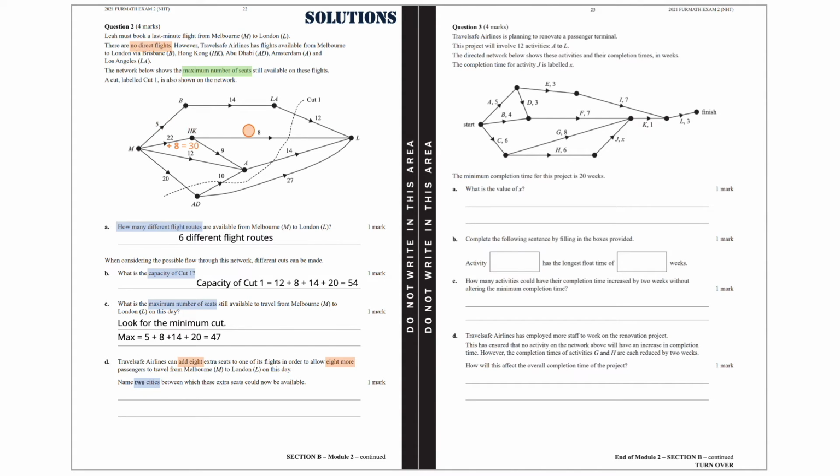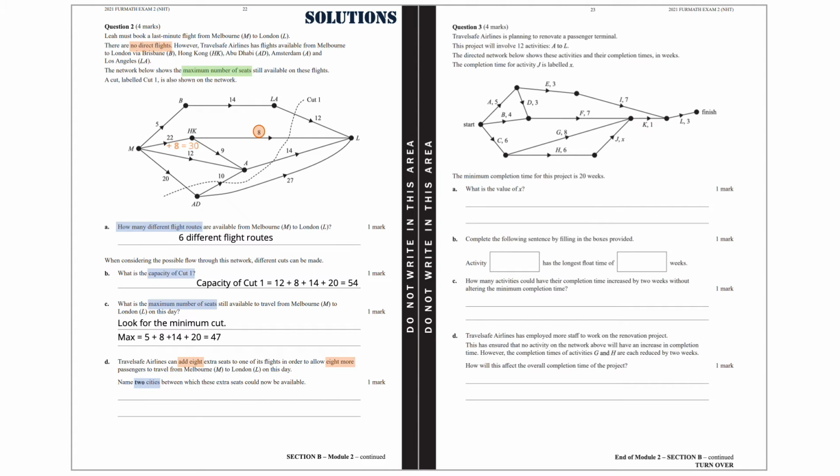Now, let's look at the flight from Melbourne to Hong Kong and Hong Kong to London. Adding 8 extra seats on the first flight is not going to allow 8 more passengers because of the restriction of 8 passengers on the flight from Hong Kong to London.